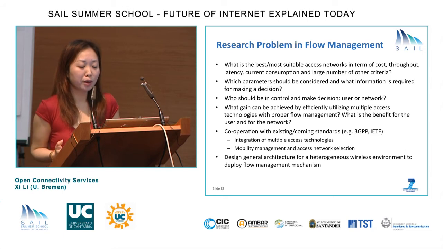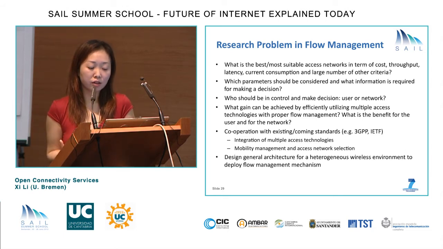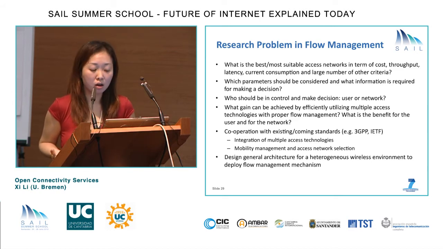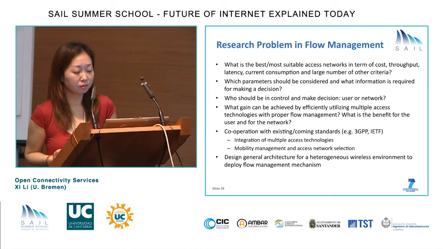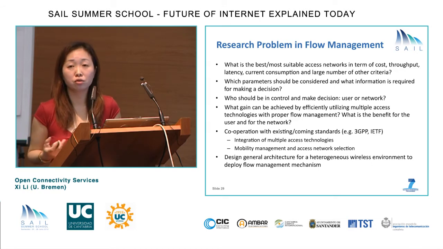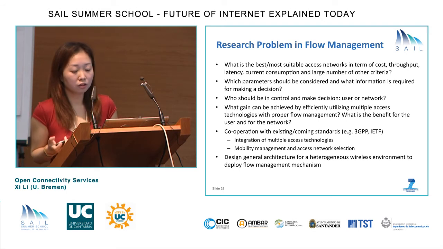In designing the flow management, we also need to think in advance what gain you are expecting from using it. Whether you are aiming for more throughput, or trying to reduce the cost, or you are aiming for improved user performance. So these are relevant to the criteria of the network selection.